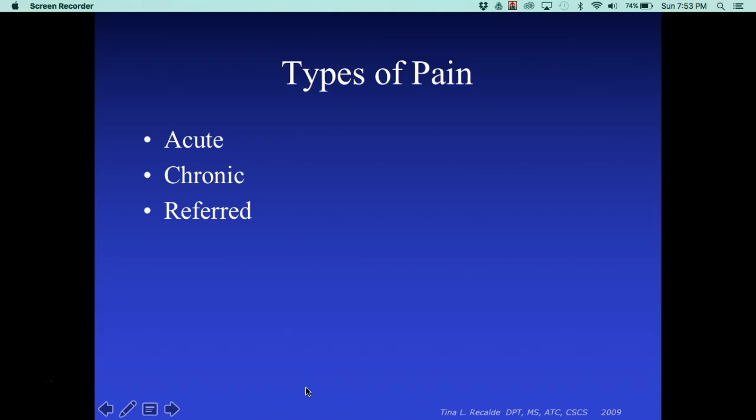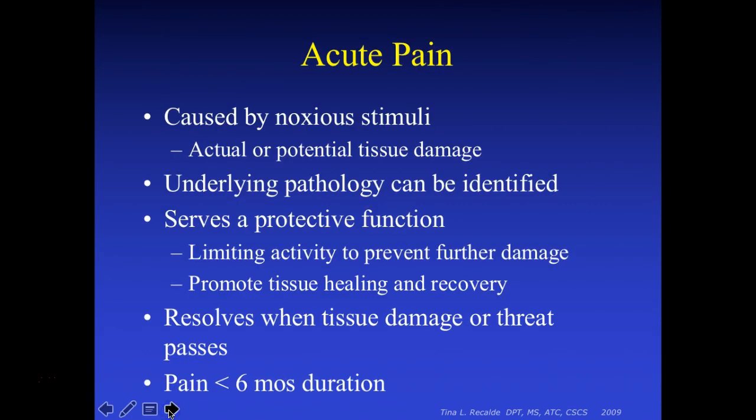So these are our 3 types of pain. We have acute pain, we have chronic pain, and we have referred pain. Acute pain is caused by that noxious stimulus we talked about, where you get actual or potential tissue damage. The pathology can be identified. It's a protective function, limiting the activity to prevent further damage.